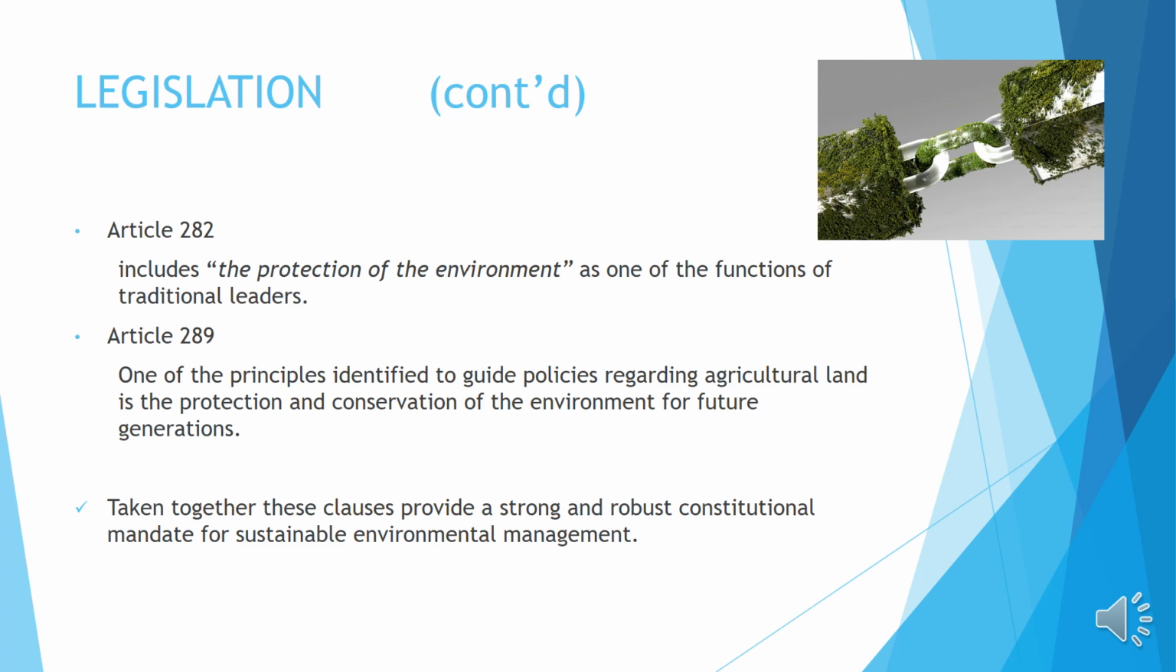Article 282 includes the protection of the environment as one of the functions of traditional leaders. Article 289: one of the principles identified to guide policies regarding agricultural land is the protection and conservation of the environment for future generations. When all these are taken together, these clauses provide a strong and robust constitutional mandate for sustainable ecological management.